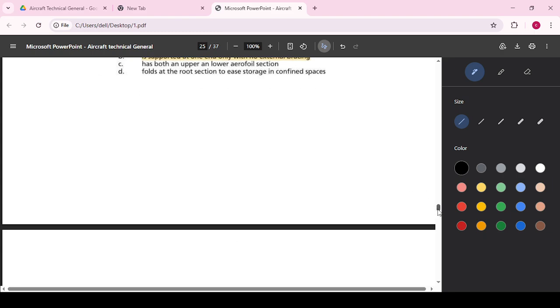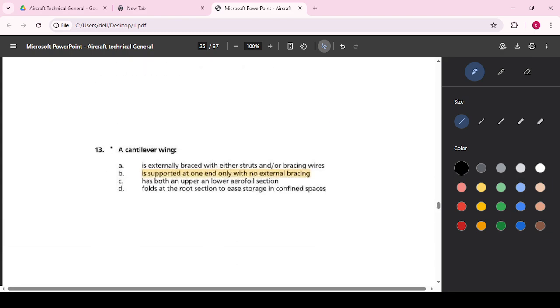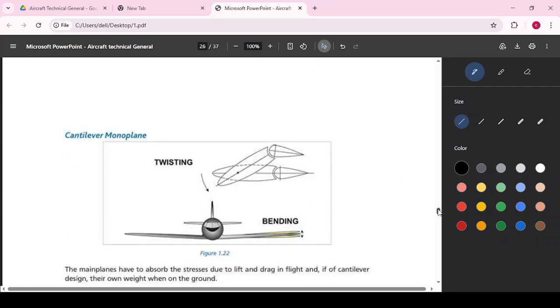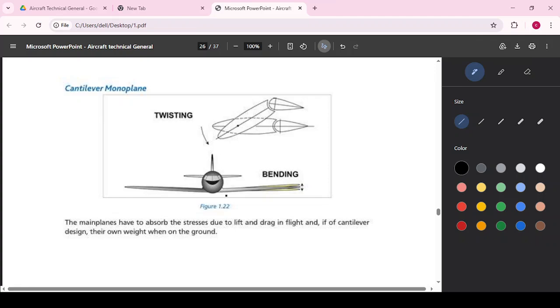Now question 13. We want to see what a cantilever wing is. The wing on our aircraft structure is known as cantilever. Why? Because it is of the structure of a lever, cantilever. So this is the cantilever wing. Here we have something. See, the cantilever wing looks like this.